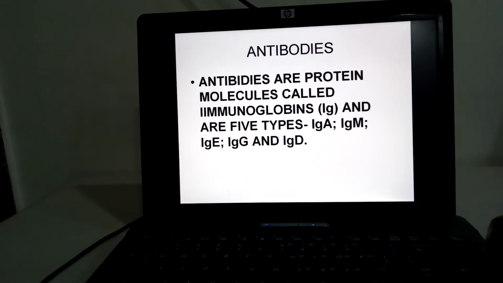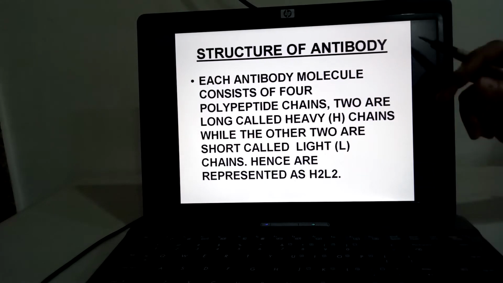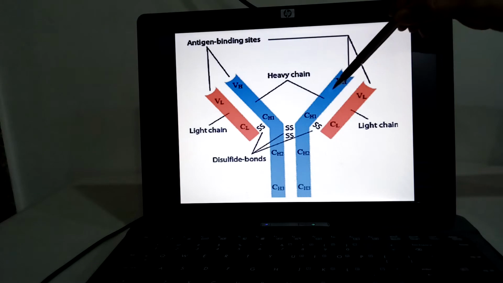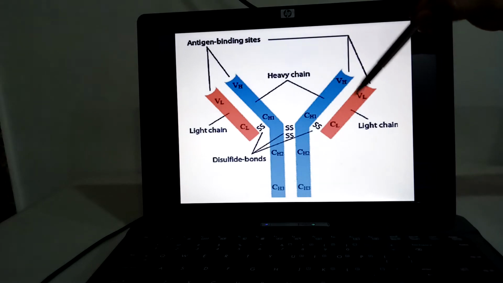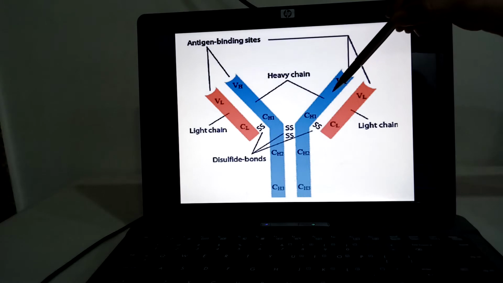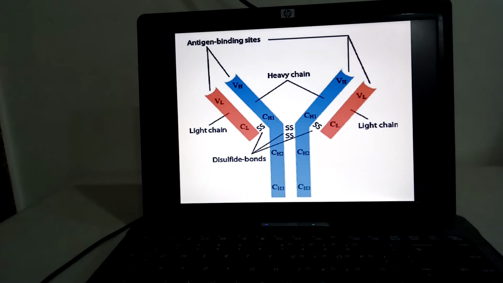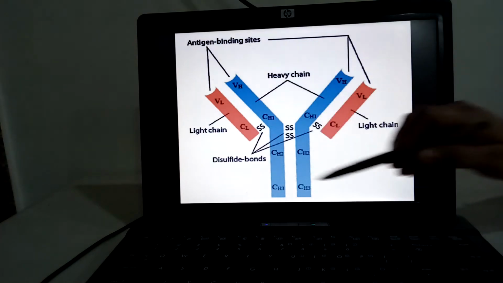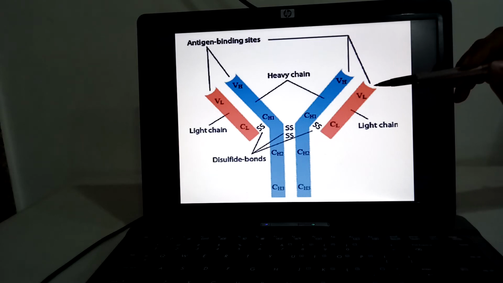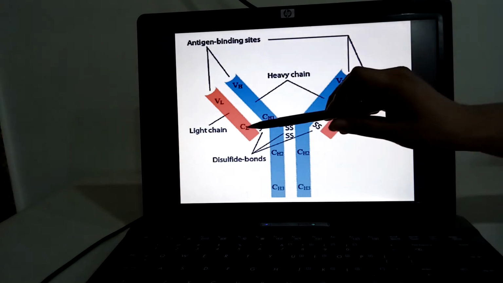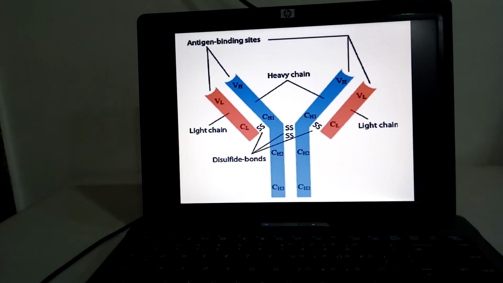Now let's discuss the structure of antibodies. Before I read the whole structure, I'll just show it to you. An antibody is basically a polypeptide chain, where 2 types of polypeptide chain are present. One is light chain and the other one is heavy chain. Both the chains are joined together with the help of disulfide bonds. Because of this structure, we call it a Y-shaped antibody. In this case they have 2 heavy chains and 2 light chains. That is why you call it H2L2.